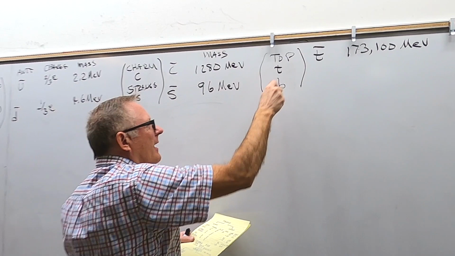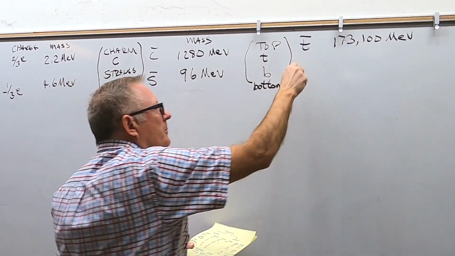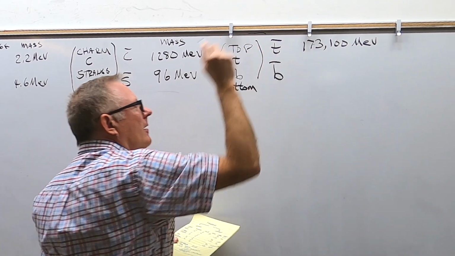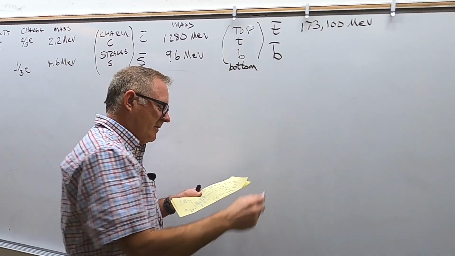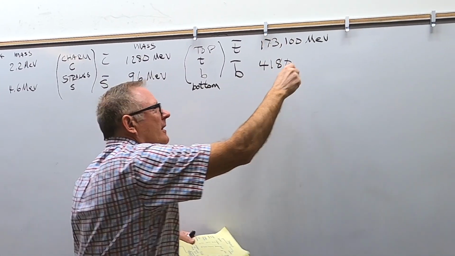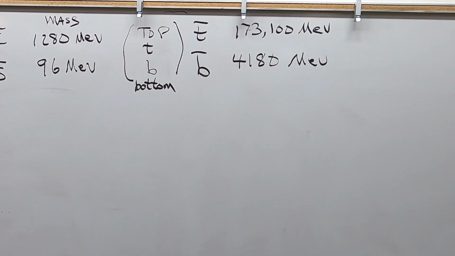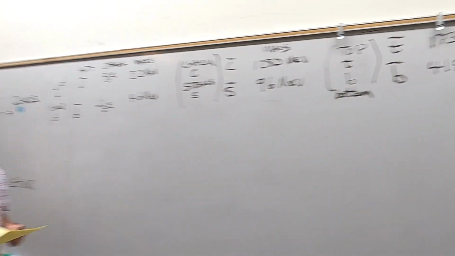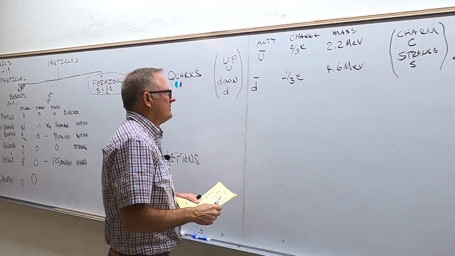And then you have the bottom. And then you have the anti-bottom right there. And this one is 4,180. They don't know why they all have crazy masses, but there's no rhyme or reason to them right there. Okay, so those are the three families. There's only 6 quarks and 6 anti-quarks right here.